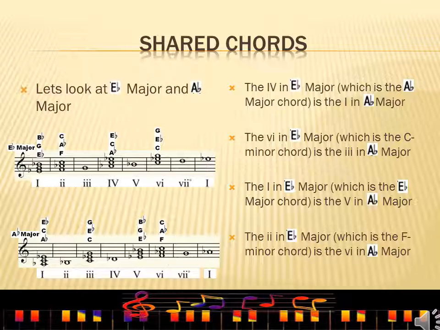The 4 in E flat major, which is the A flat major chord, is the 1 in A flat major. The 6 in E flat major, which is the C minor chord, is the 3 in A flat major. The 1 in E flat major, which is the E flat major chord, is the 5 in A flat major. The 2 in E flat major, which is the F minor chord, is the 6 in A flat major.